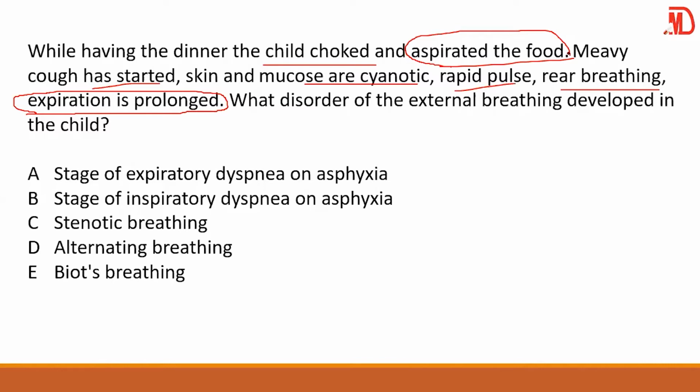Now, this person is experiencing prolonged expiration. So this is expiratory dyspnea. Dyspnea simply means difficulty in breathing. So this is the stage of expiratory dyspnea on asphyxia. Why? Because the person has a labored expiratory phase. So the answer is A.